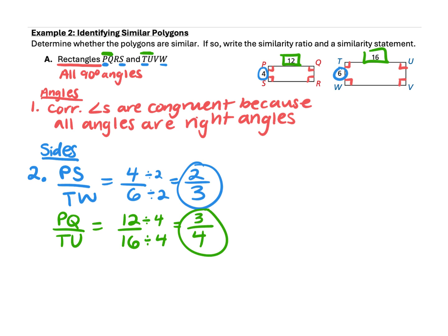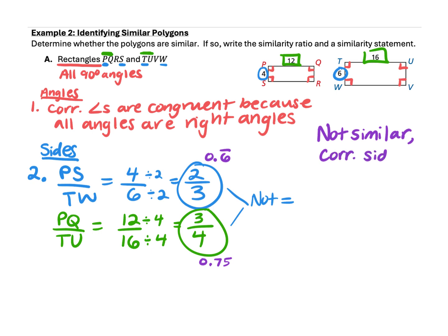Now, these two numbers are not the same. They're not equal. And since they're not equal, the sides are not proportional. Now, here's how we know they're not equal. 2/3 is like 0.6 repeating, whereas 3 divided by 4 is 0.75. So those numbers are definitely not equal. So that means that these two rectangles are not similar. And the reason they are not similar is because the corresponding sides are not proportional.